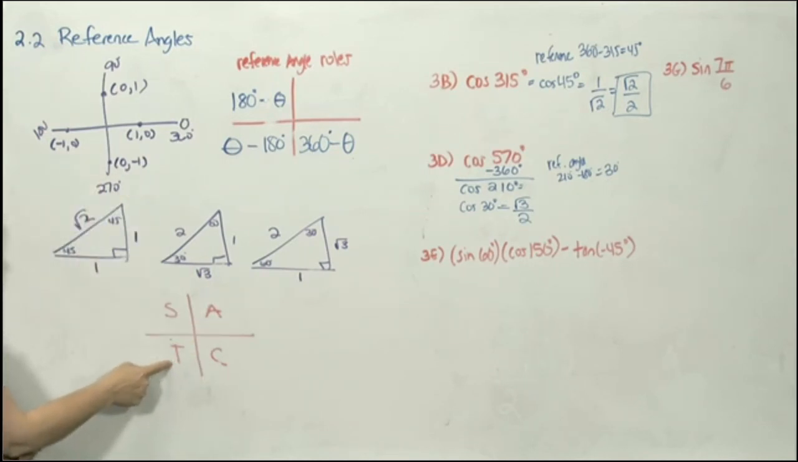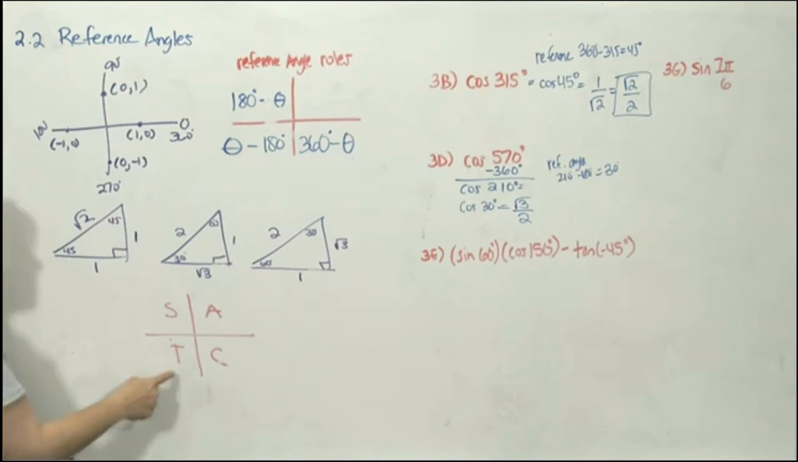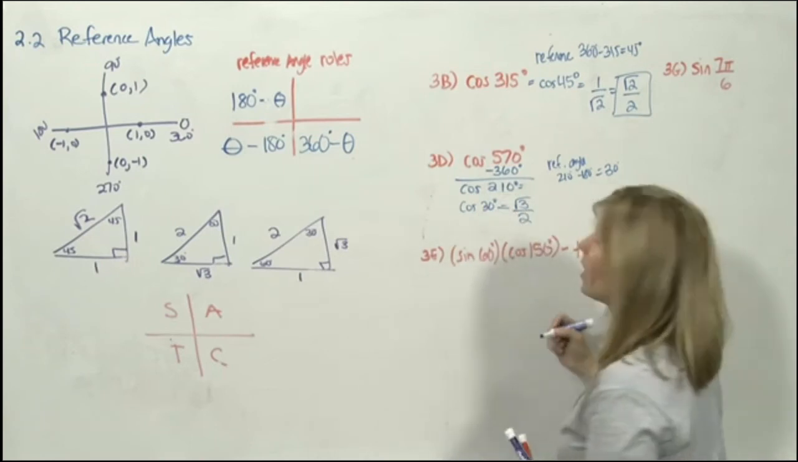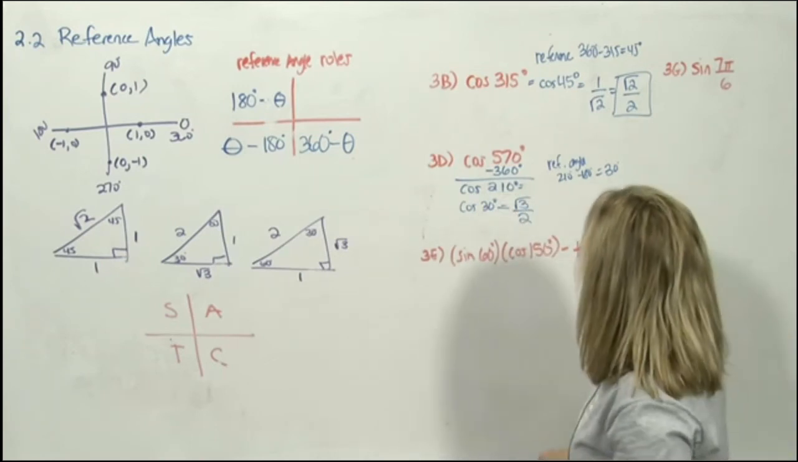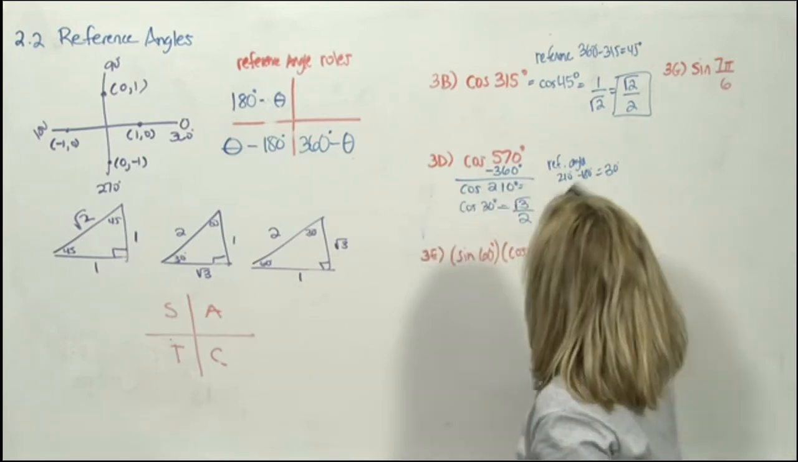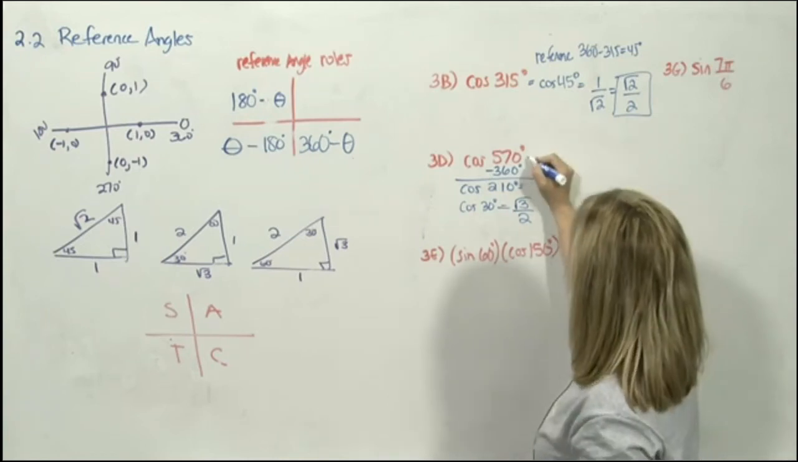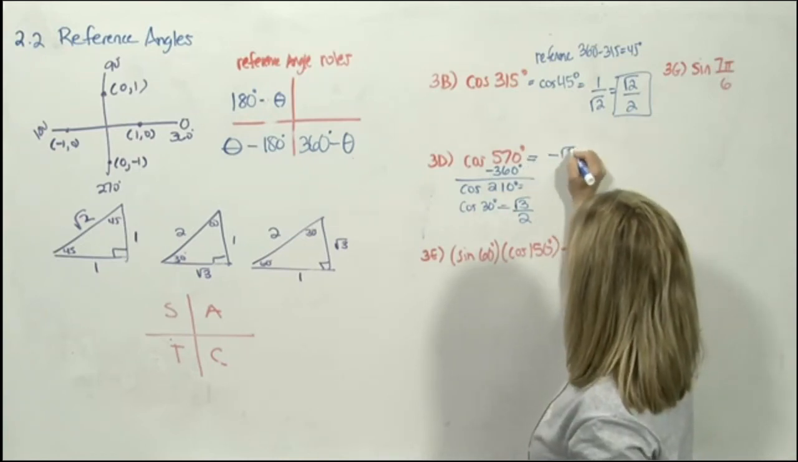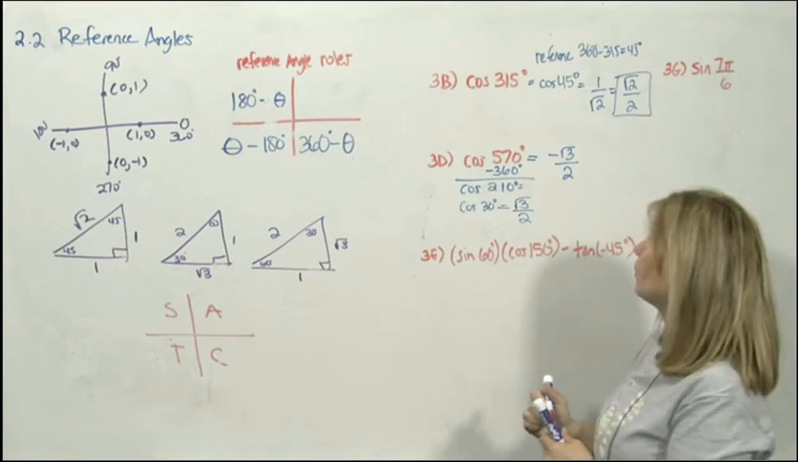In quadrant 3, is cosine positive? No, T means tangent's positive, which means this final answer is what, y'all? It's negative. So you would say the cosine of 570 degrees is negative square root of 3 over 2.